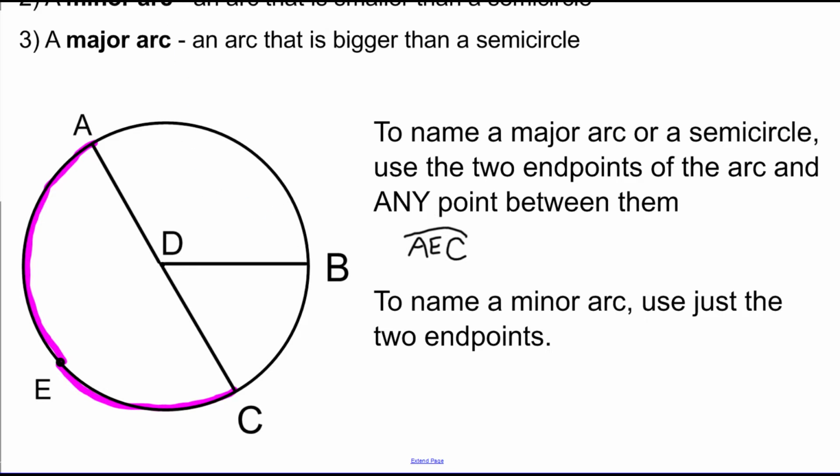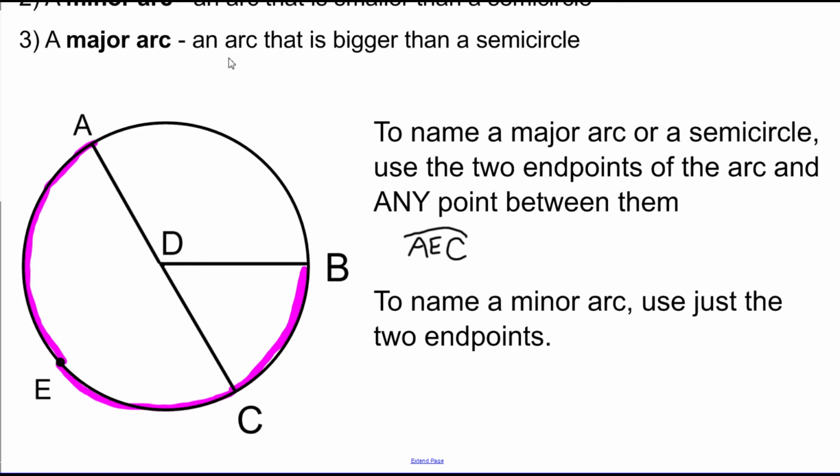Okay, if I were to extend this now and say, you know what, I don't want this to stop at C, I want it to keep going, and it's going to go all the way around here to B. Okay, this arc now is a major arc, and it is a major arc because now I'm traveling a full semicircle and then I keep going, right? So it's more than a semicircle, and so again, we name this in a very similar way.